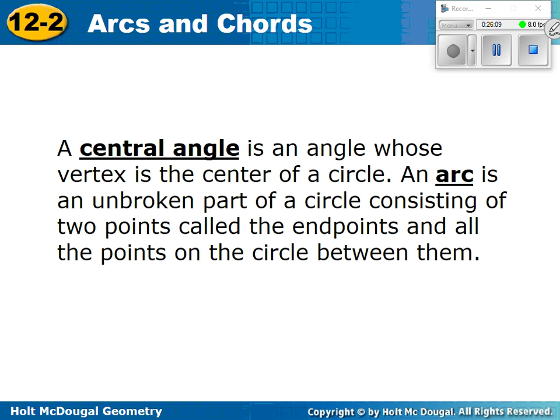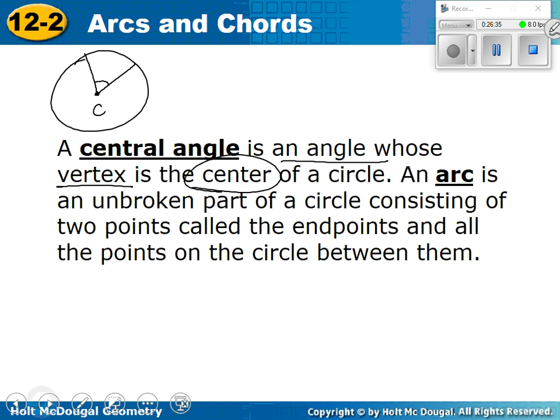Very important that you understand what a central angle is, or you're going to miss a lot of problems in chapter 12. A central angle is an angle whose vertex is the center of the circle. If you have a circle and you have the center and you have an angle that has its vertex at the center, that's a central angle. Center, central. Everybody good with that? Okay. Arc. An arc is just simply a part of the outside of your circle. So this would be an arc.